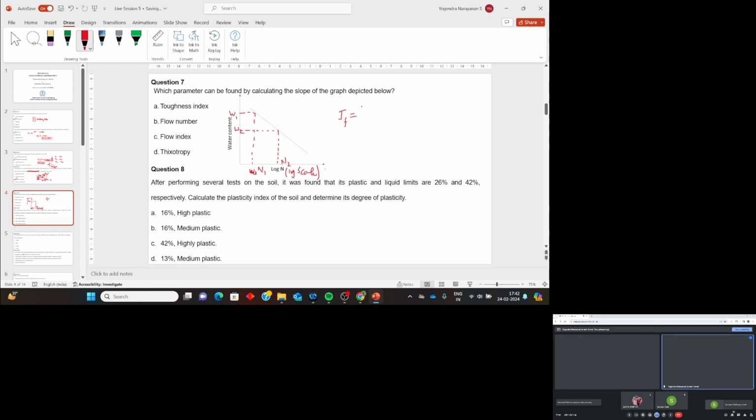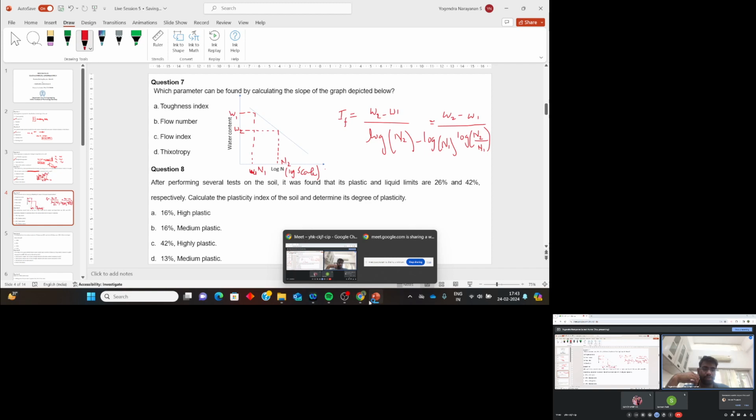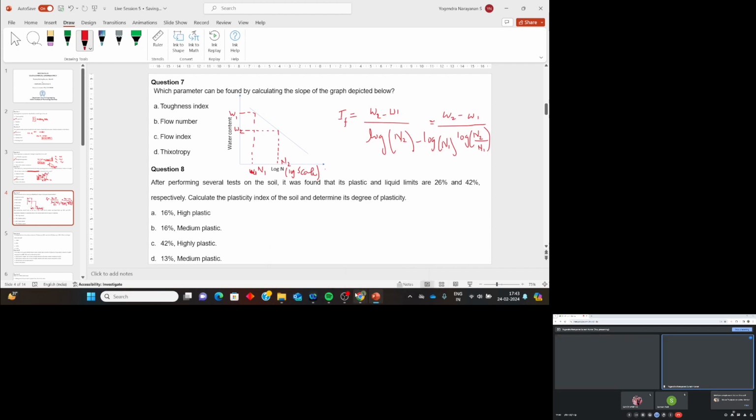So flow index is defined as W2 minus W1 by log N2 minus log N1, which will be equal to W2 minus W1 by log N2 by N1. Hope it is clear now.